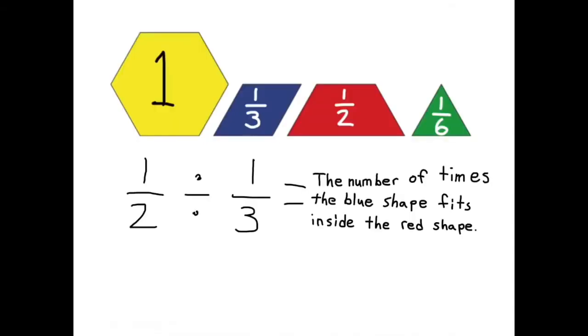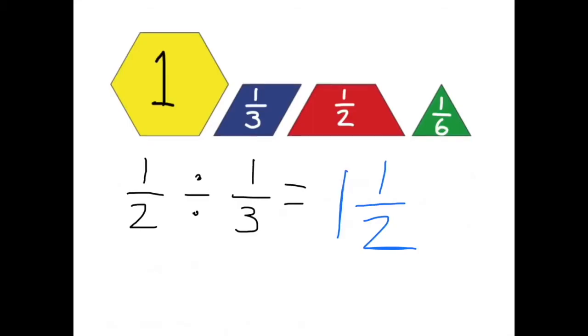1/2 divided by 1/3 equals the number of times the blue shape fits inside the red shape. The blue shape would fit inside the red shape 1 and 1/2 times.